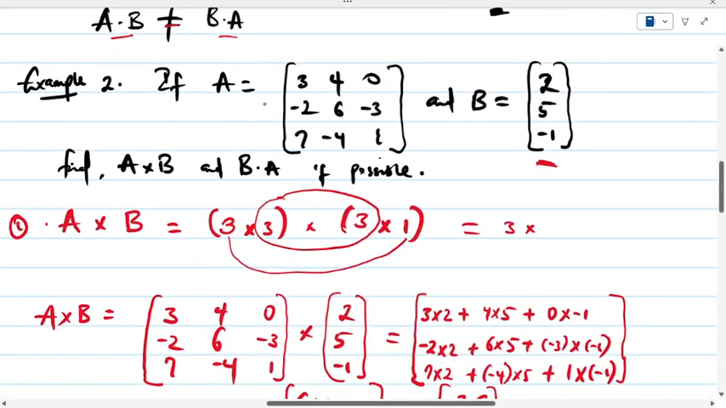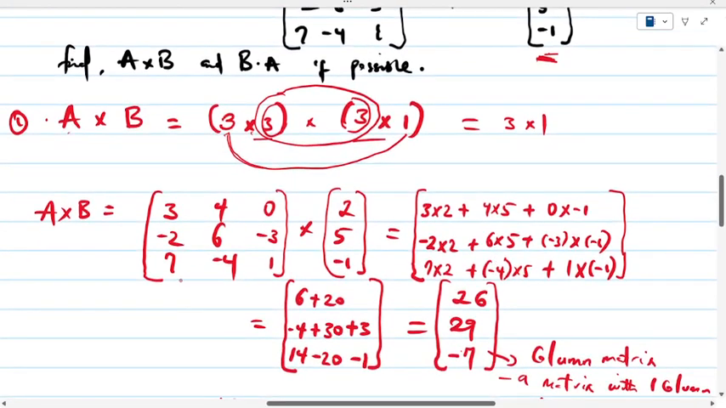In example 2, we have a 3 by 3 matrix for A and a 3 by 1 matrix for B. Then we find A times B and B times A, if possible. We see that matrix A is a 3 by 3 matrix and matrix B is a 3 by 1 matrix. So the number of columns of A is the same as the number of rows of the second matrix. Multiplying the matrices, we have a 3 by 1 matrix, so the multiplication of A times B is possible. Then we perform the operation row by column, row by column, row by column. Okay, then we have 26, 29, minus 7.